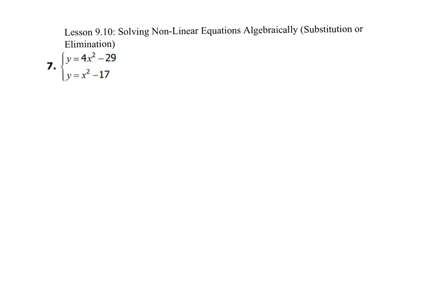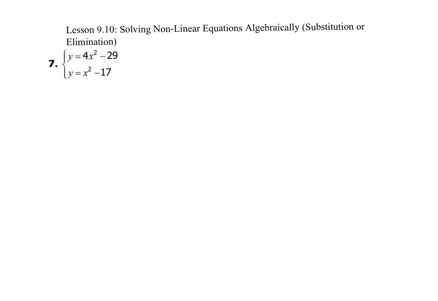All right, this will be our last example. Notice that I jumped to number 7 here. And we have y equals 4x squared minus 29 and y equals x squared minus 17. And I am going to use elimination on this one. I haven't used it very much, so I just want to give one more example. When they do both start with y equals, substitution works very well. Substitution would work very nicely, but I can use elimination on problems that are set up like this as well.